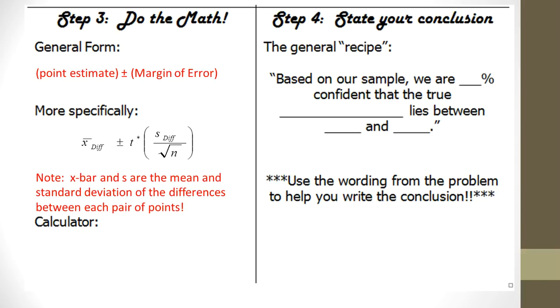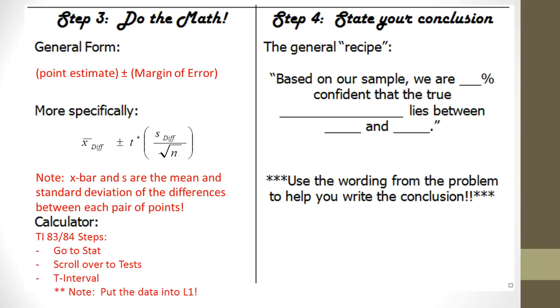In general, we're going to be using our calculator to do the math. We're going to go to Stat, over to Tests, and this is just a 1-sample t-interval. Generally, you will need to put your data in your list first before using that t-interval.